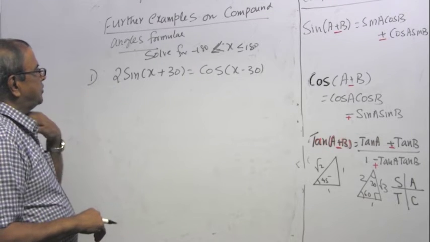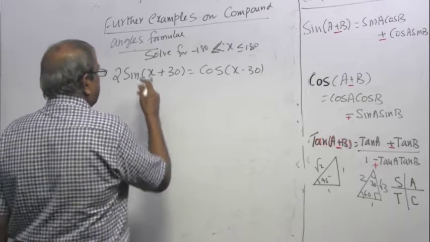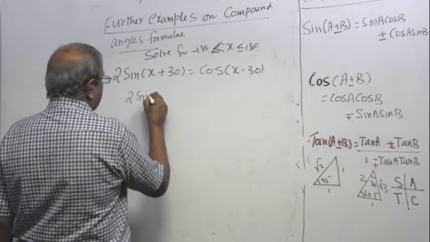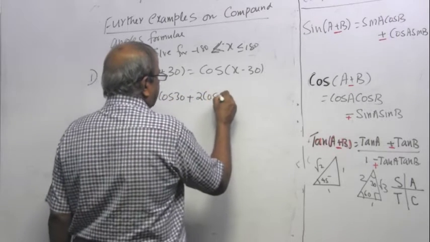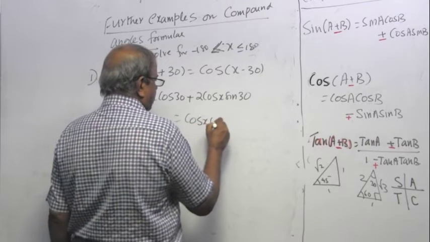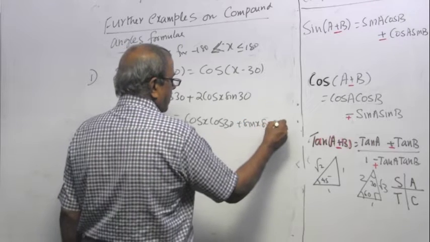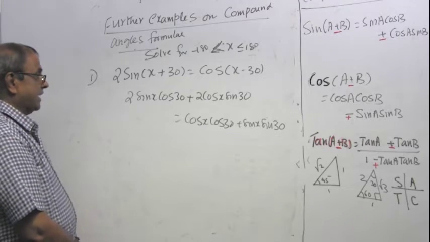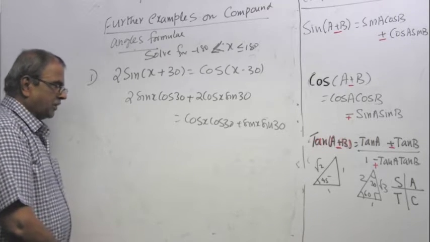I can't do anything much. The only thing I can do is get a tan, because this will have sine and cos, that will have sine and cos. So this is 2 sine x cos 30 plus 2 cos x sine 30 is equal to cos x cos 30 plus sine x sine 30. I've applied the formula for a plus b. Well, I can group all the sine x's, substitute the value of cos 30, substitute the value of sine 30.